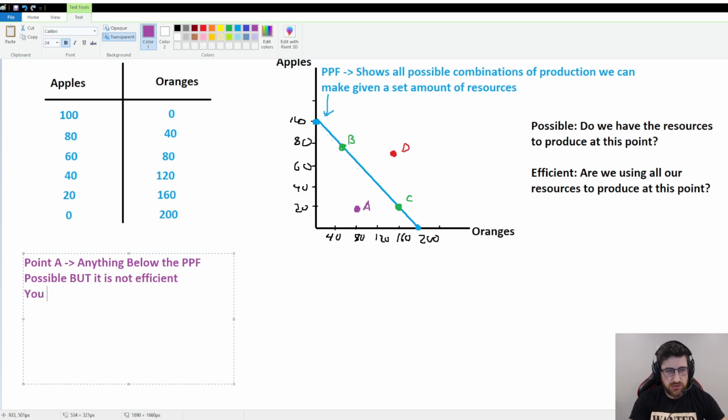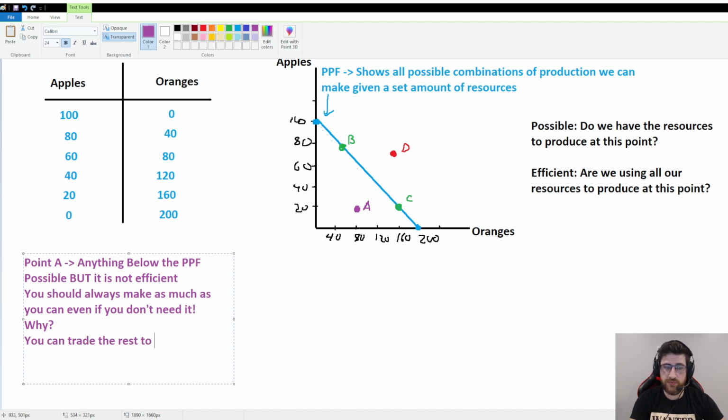The reason is, you should always make as much as you can, even if you don't need it. Why? You can trade the rest to other people, right? Perhaps you don't need 60 apples, 80 oranges. Maybe you only need 20 apples. Well, that extra 40 apples you could trade with a neighboring town or just another person in your city, right? And then access more resources. You want to turn your resources into production. That is one of the base concepts of this whole thing.